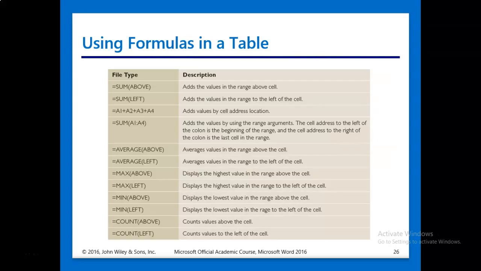And then this table gives you formulas that you can use in Microsoft Word. You see it goes from sum above, which will add the values in the range above the cell. Sum to the left will add the values in the range to the left. A1 plus A2 plus A3 plus A4 adds values by cell address location, and so on. So you can read all of these formulas that you can use. Average, max, min, count, all of those.